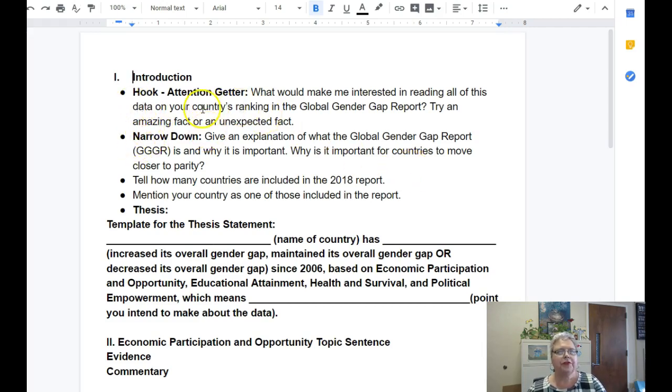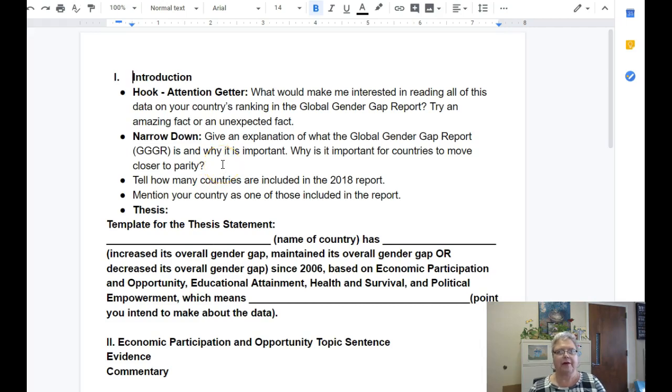Anyway, once you get my attention, narrow it down. Remember, the introduction paragraph starts with a very general statement. Trying to do my pyramid over here. It starts with a very general, wide statement to get the attention, and narrows down to the bottom of the pyramid, which is the thesis statement. And so we've got to start narrowing it down. So in your introduction, give an explanation of what the Global Gender Gap Report is and why it is important. Why is it important for countries to move closer to parity?